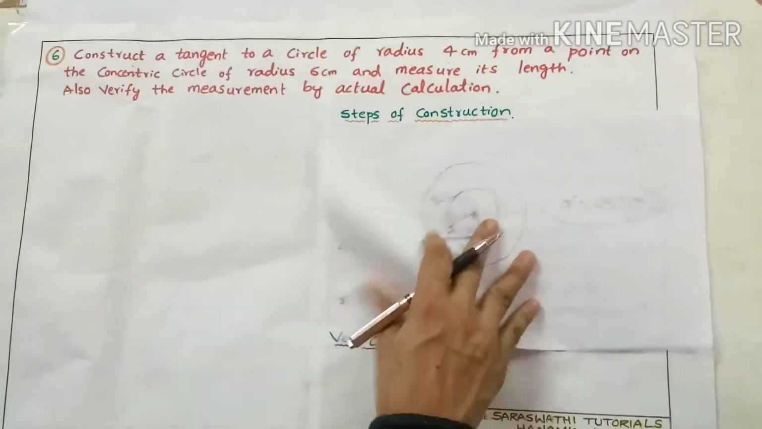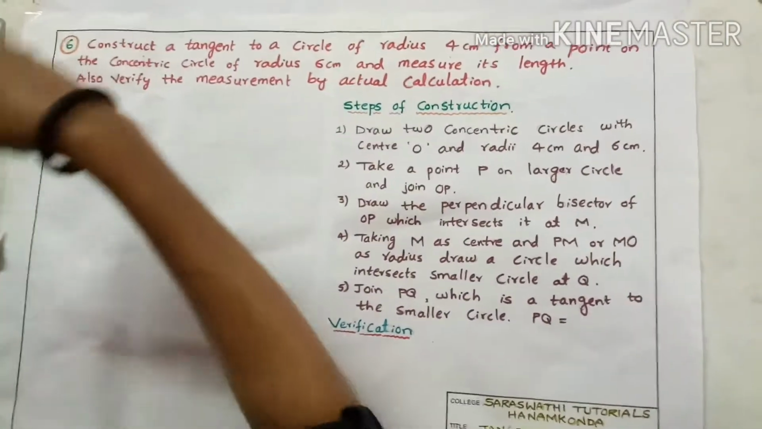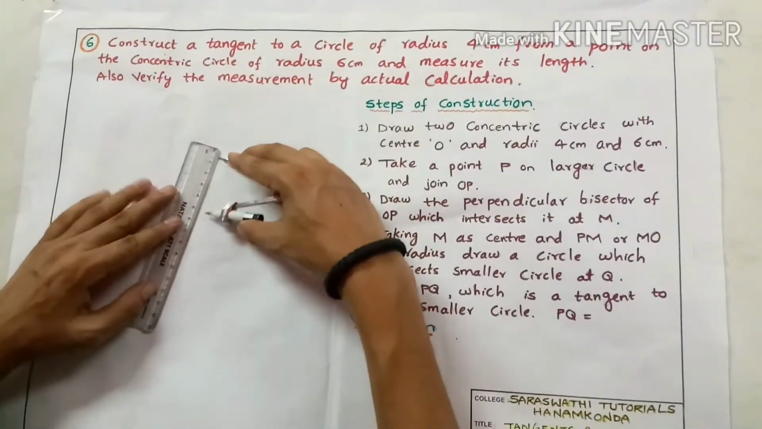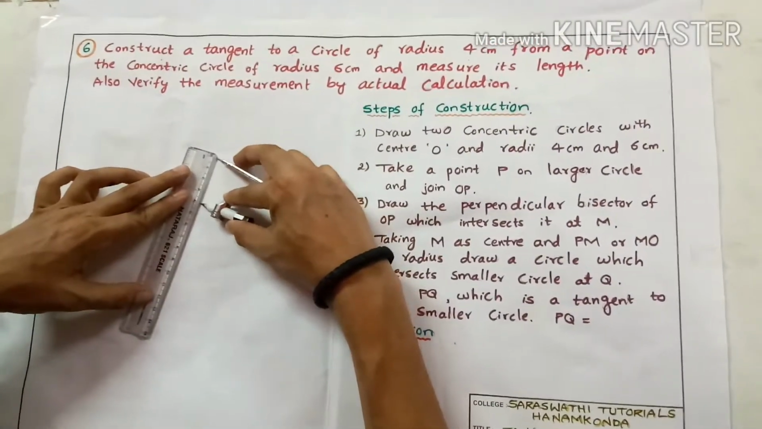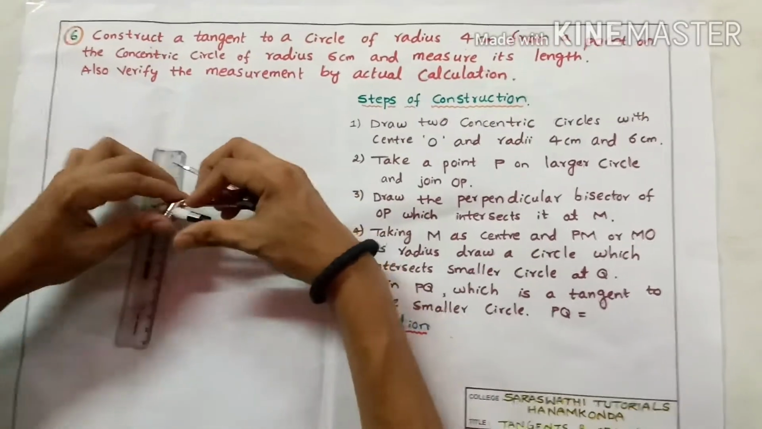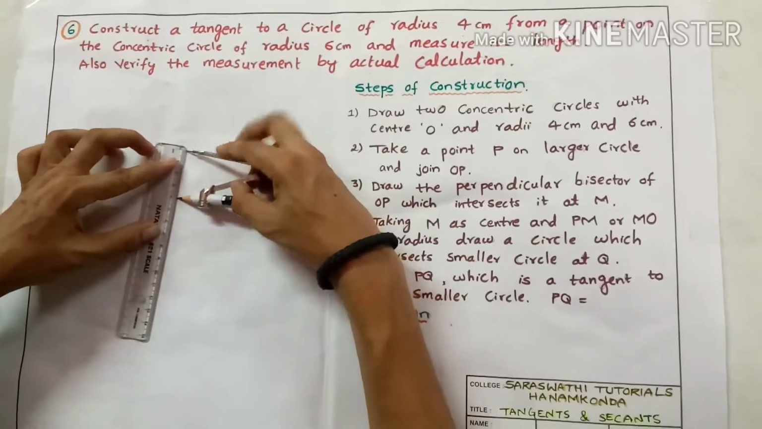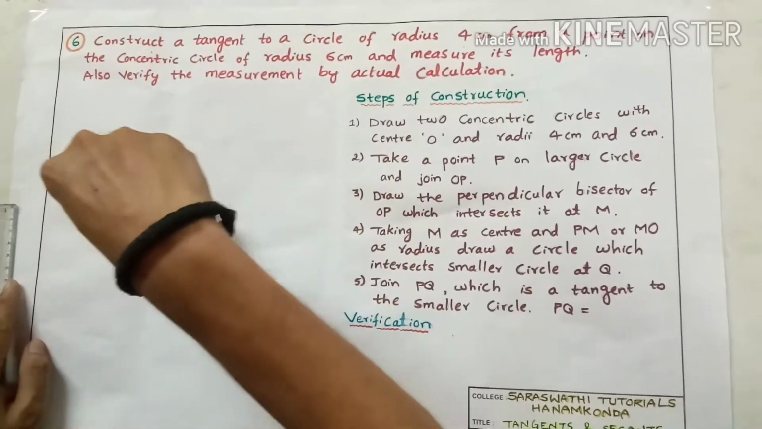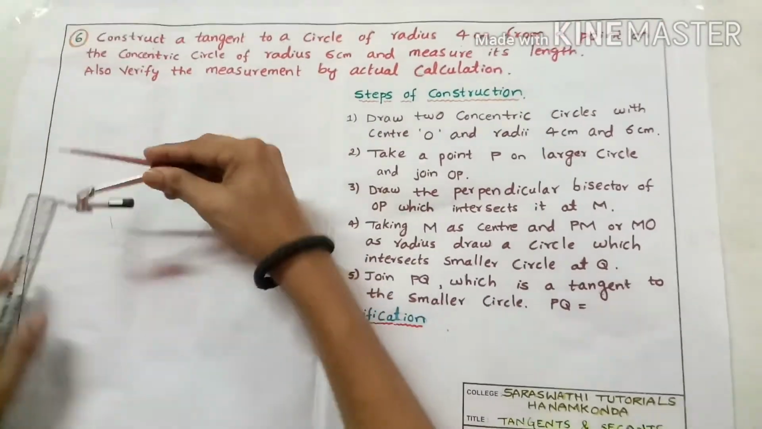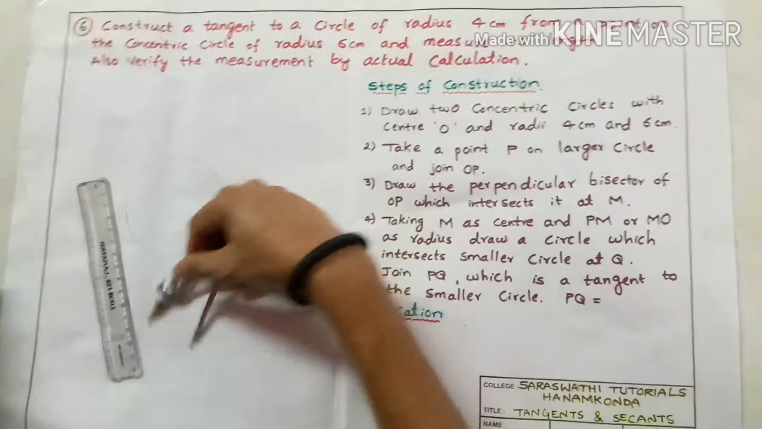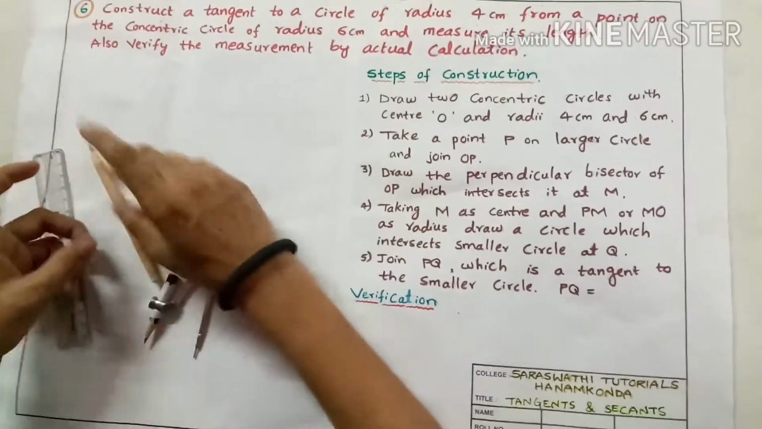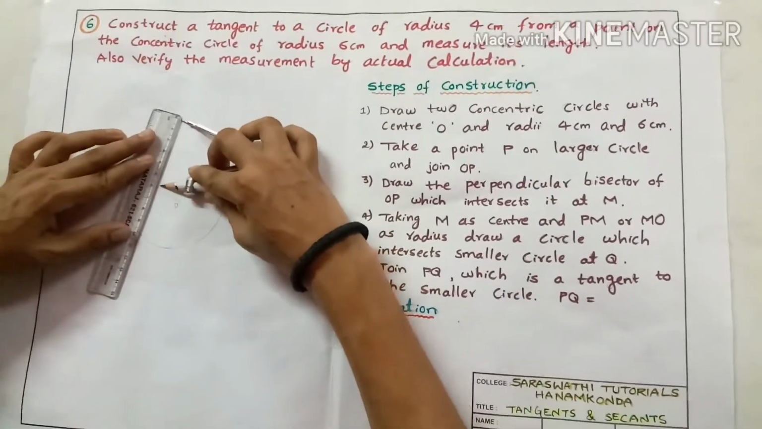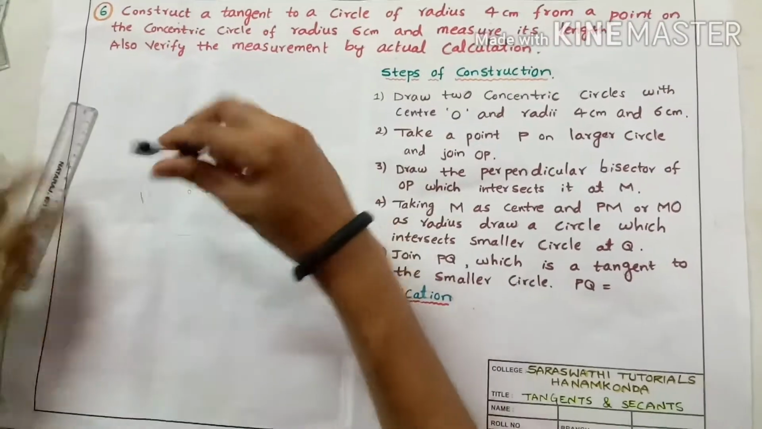So let us draw. The first step is to draw a circle of radius 4 centimeters. Let us measure 4 centimeters and draw a circle of radius 4 centimeters. A circle with radius 4 centimeters is drawn. Now with the same center, let the center be O, draw another circle of radius 6 centimeters. You have to measure 6 centimeters with a scale.